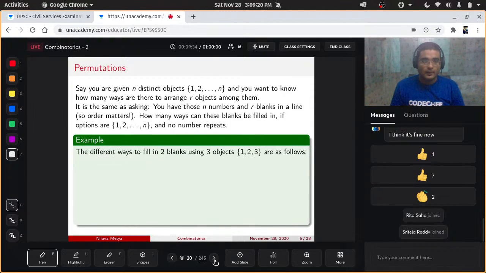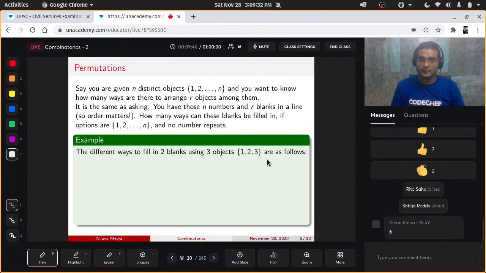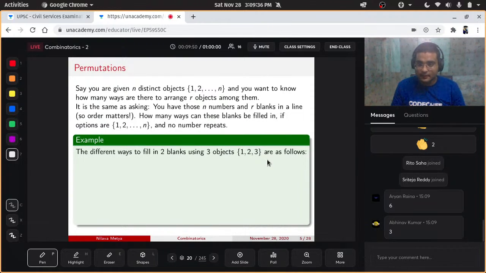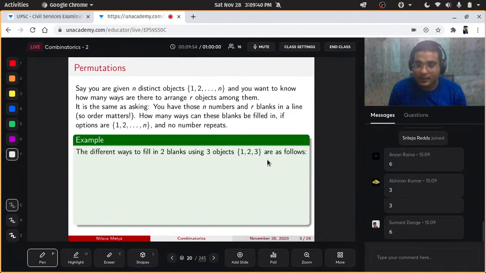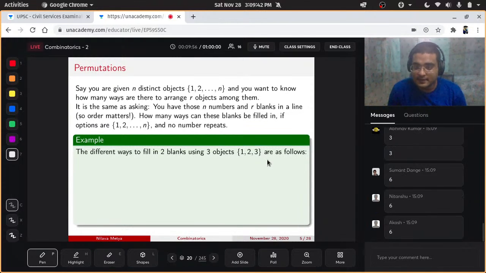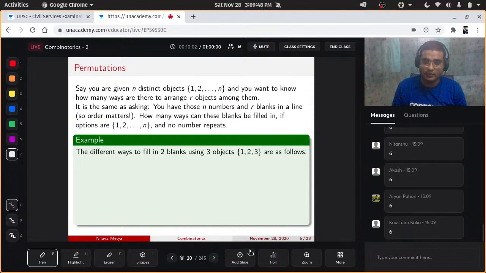Right. Okay, so what are the different ways? I give you 2 blanks and 3 objects, that is the numbers 1, 2, and 3. How many ways are there to fill these 2 blanks with these 3 objects? Can you give me something in the chat? Okay, somebody says 6. Aryan says 6. Abhinav says 3. Suman says 6. Some answers are 6, some more 6s. Right. Okay. Let's see.